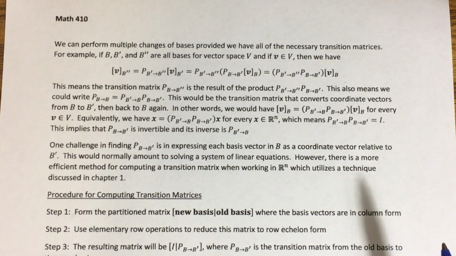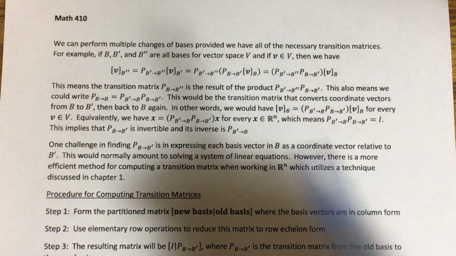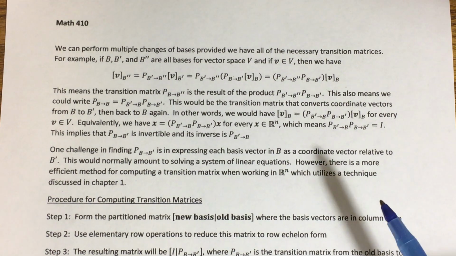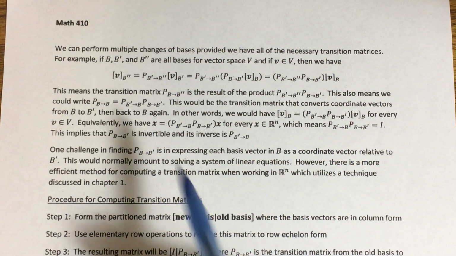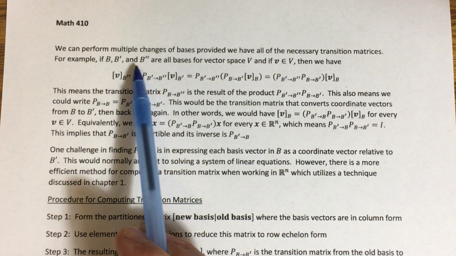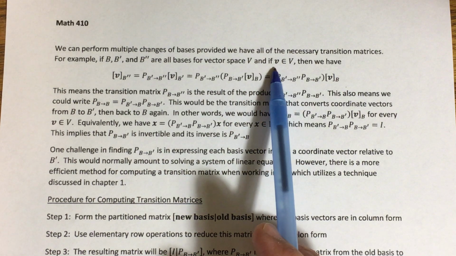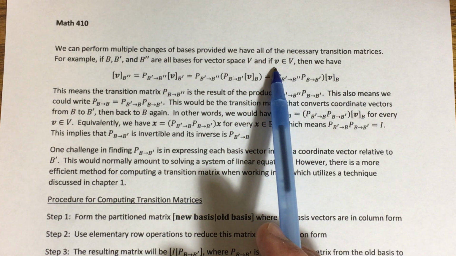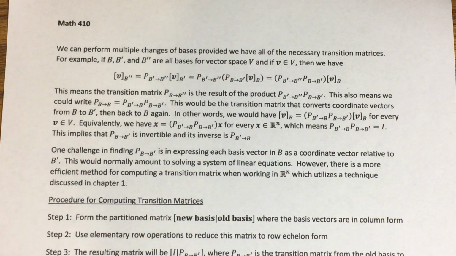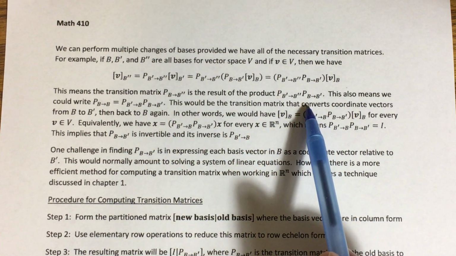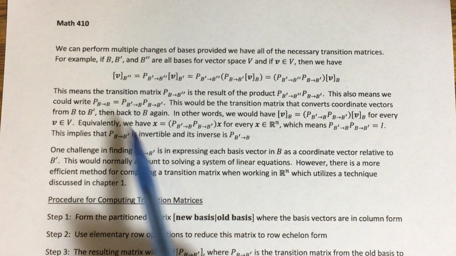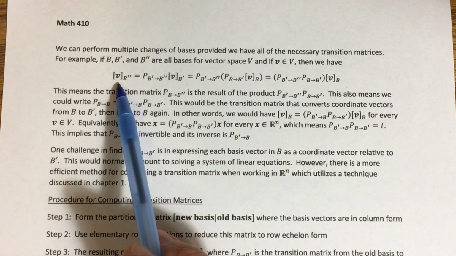Now you can do this in a sequence of steps also. Just for example, if you have three bases for a vector space V, let's call them B, B prime, and B double prime, and we pick some arbitrary vector v in our vector space V, we can multiply by a couple of transition matrices to get from one basis to the other. So here's what I mean by that.